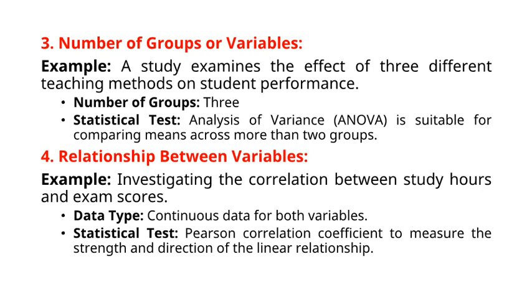4. Relationship between variables. Example: investigating the correlation between study hours and exam scores. Data type: continuous data for both variables. Statistical test: Pearson correlation coefficient to measure the strength and direction of the linear relationship.